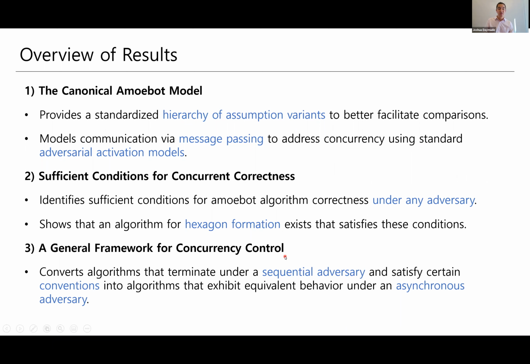The last thing we'll do is take this problem of concurrency control and tackle it with a general framework. This framework you can think of as a compiler. It's going to take algorithms that terminate under sequential adversaries and satisfy certain conventions, and it will translate them into algorithms that exhibit equivalent behavior, equivalent correctness under asynchronous adversaries. So this takes some of the difficulty out of designing correct asynchronous algorithms.